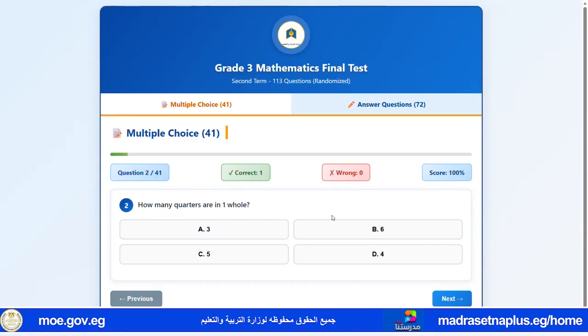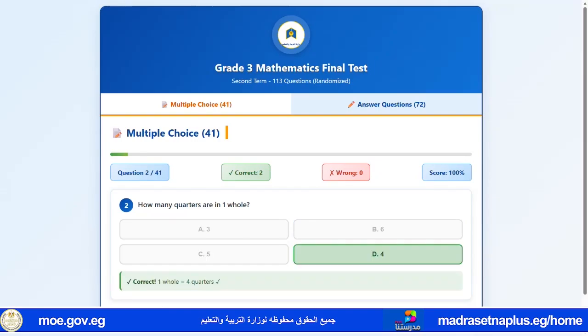Next one. How many quarters in one whole? If we have one pizza, and we divide it into 4 equal parts, this is called quarters of the whole. So one whole equals 2 halves, 3/3, 4/4, 5/5, and so on. In our example, we have fourths or quarters. They are 4. Yes.